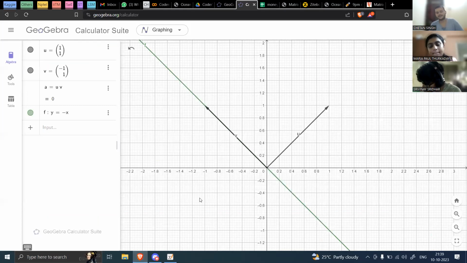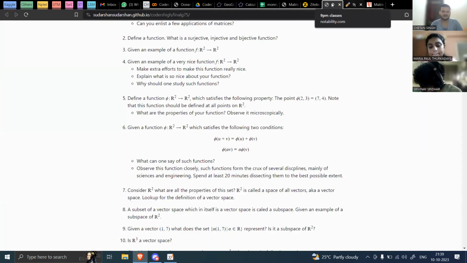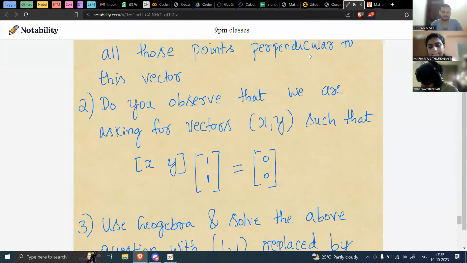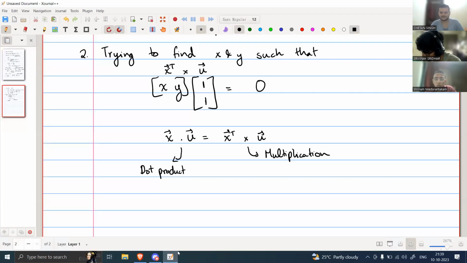Now we try to relate the second question with the first question. If the dot product of the input and the vector is 0, then that is our perpendicular vector to the vector 1 comma 1. It's the same thing we discussed in question number 1 as well. Everyone understood? It's just another way to write the same thing.